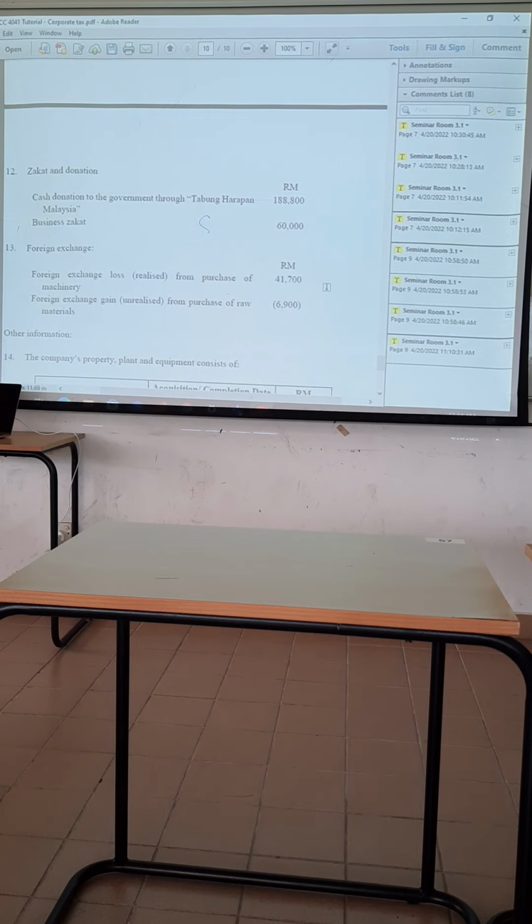But if realized, then you have to look at whether it is revenue or capital. Capital not allowed, revenue allowed. So the only forex allowed is that which is realized and revenue in nature. In this case the first one is realized, but it's a purchase of machine. Machine is capital, so it's not allowed. Is it a gain or loss? Loss, so you add back.